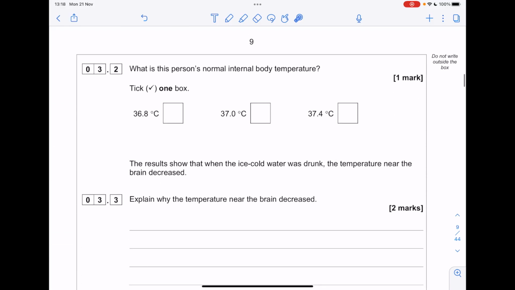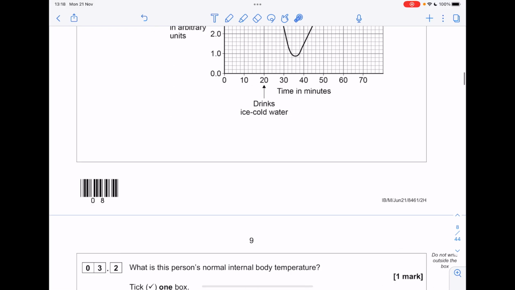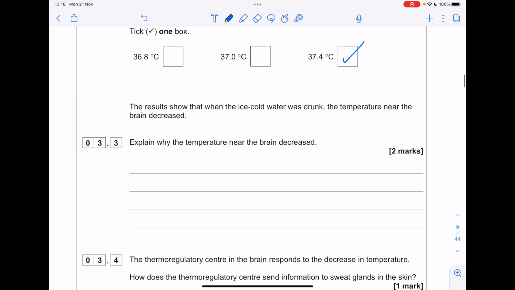What is this person's normal internal body temperature? It's this value here, 37.4. The results show that when the ice cold water was drunk, the temperature near the brain decreased. Explain why the temperature near the brain decreased. So we know it's the blood running through the brain that's gotten colder. Why would it have gotten colder? Because that blood would have been cooled either at the stomach or at the mouth or both. And then that blood flows off to the brain.